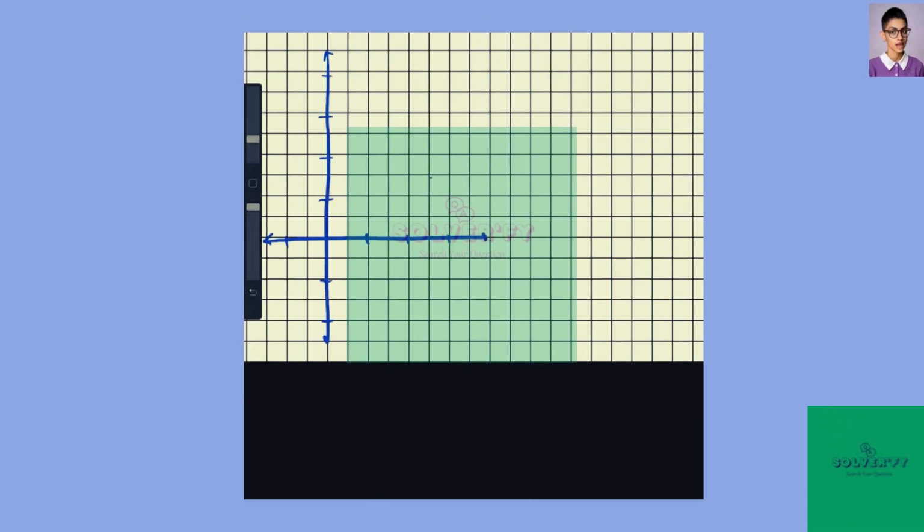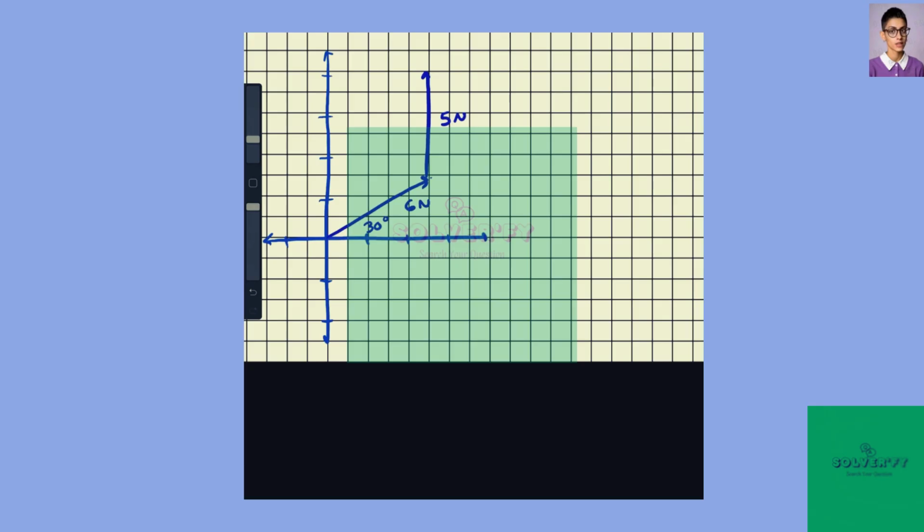Okay, for this problem, we have two vectors. The first vector has a magnitude of 6 newtons at a direction of 30 degrees above the positive x-axis. The second vector is pointed in the same direction as the positive y-axis and has a magnitude of 5 newtons.